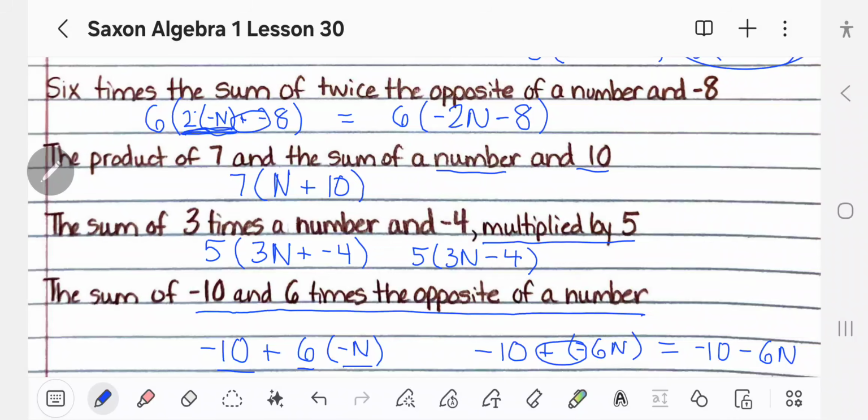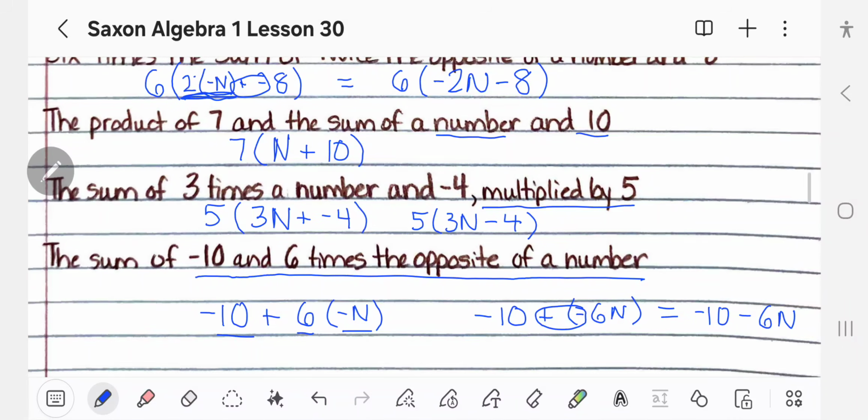Okay, now I'm looking at the book, and they rewrote it, and they had the 6 times the opposite of n first, and then they subtracted the 10, because we know that adding a -10 is the same thing as subtracting a 10. Okay, and you say, well, I didn't think we could turn that around. Well, yeah, we can turn it around as long as the signs stay with what's in front of it. And they're telling us to write it as a sum anyway, so we're adding a negative.